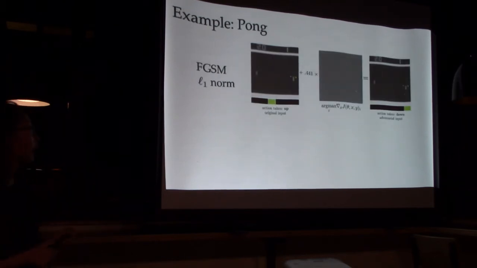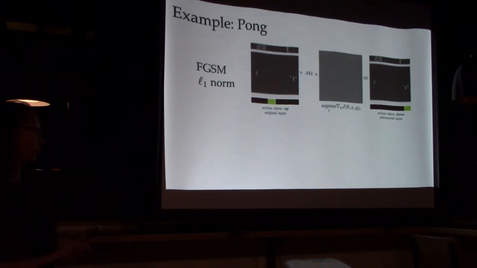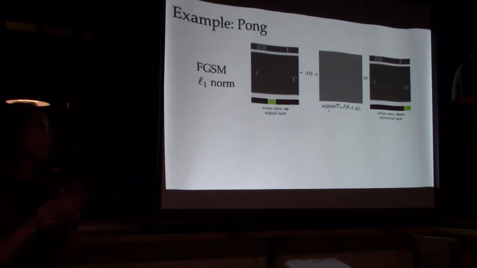And so here are some actual examples on Atari games. Pong has pretty intuitive adversarial perturbations. So here on the left, there's the actual state of the game, non-perturbed.